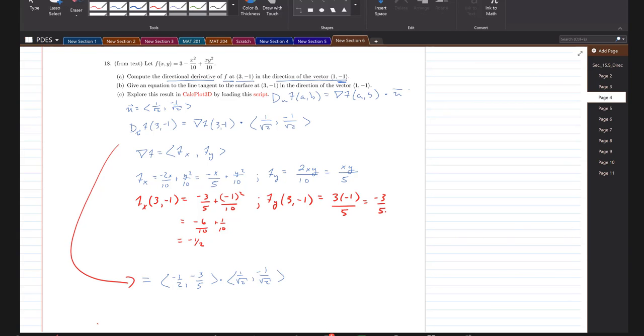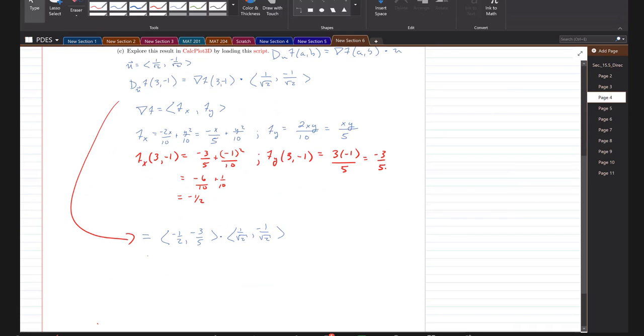Okay. So now we just need to take this dot product. If we compute this dot product here, that would give us minus 1 over 2 square root of 2 plus 3 over 5 square root of 2. And if we were to combine these together, folks, it's just simplification. We get the square root of 2 over 20.